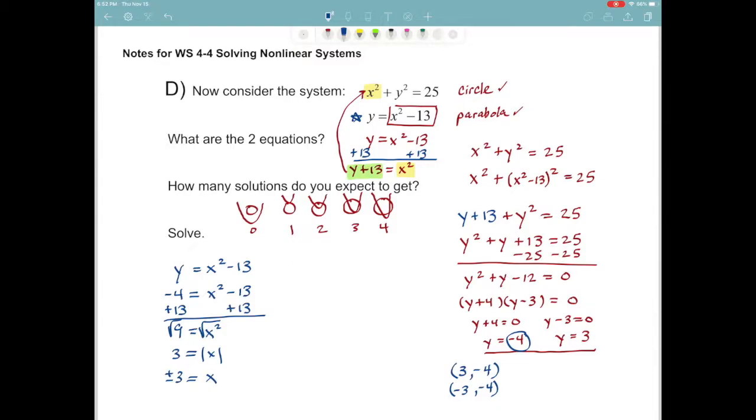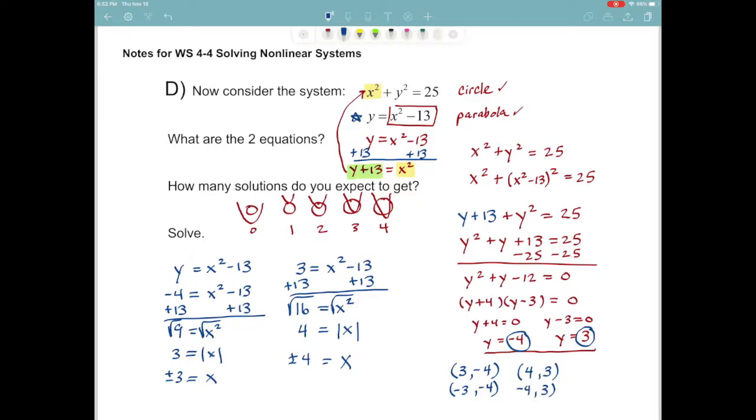When we take our other value for y, when it equals 3, and we plug it in, we'll say 3 is equal to x squared minus 13. We'll add our 13 to each side. Now we've got 16 equals x squared, and again, when we take the square root of each side, we're going to get the absolute value of x. This time it equals 4. So we know that x is going to equal positive or negative 4. So when y is 3, our x could be 4, or it could be negative 4.